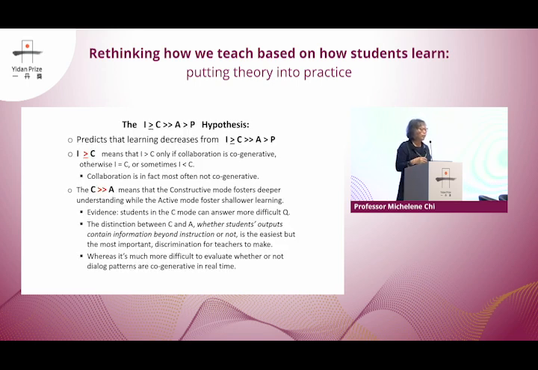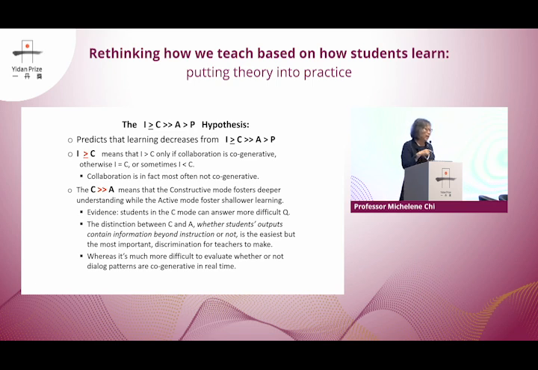So ICAP generates a hypothesis based on the subsuming natures of the cognitive processes. This is the hypothesis I'm making, that I is much better than C, and better than A, and better than P, and so forth. So learning decreases across the four modes.